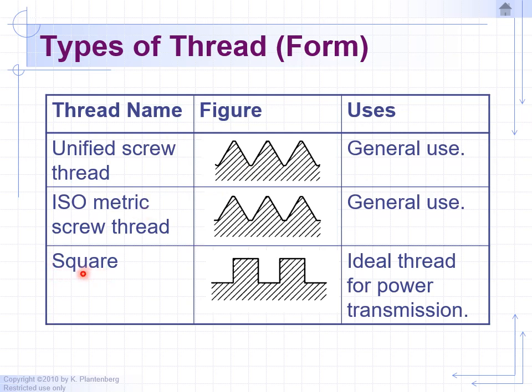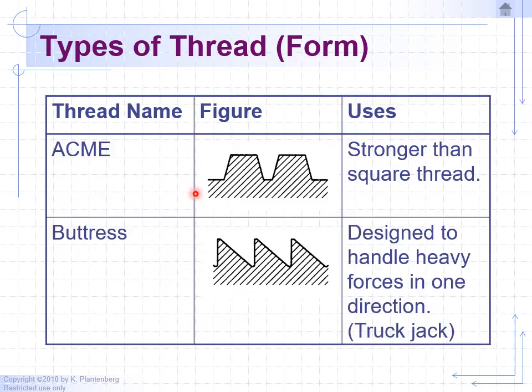And there's square threads. We're not going to deal with them in this class, but square threads are ideal for power transmission. So you'll see square threads on a rod or a shaft. Again, we're not dealing with these types of threads, but we also have Acme threads, and this is stronger than the square threads. And for lifting, like jacks, we want to use buttress threads, which are a lot stronger.